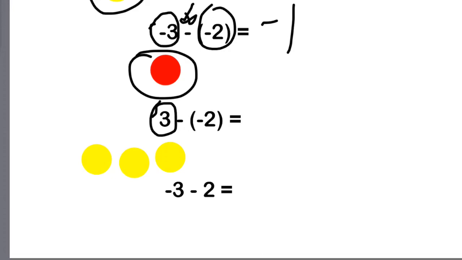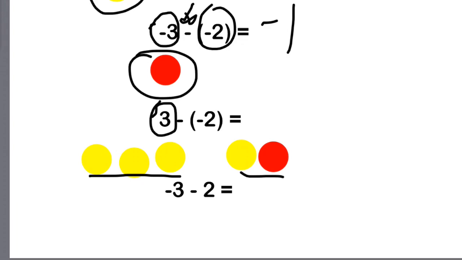This creates a problem. However, if you think back to what we learned, I can add as many 0 pairs as I want. So if I put in this 0 pair, my problem still stays the same, because now what I have is 3 counters plus 0. And 3 plus 0 is still 3. So by adding in that 0 pair, I haven't changed what I have.